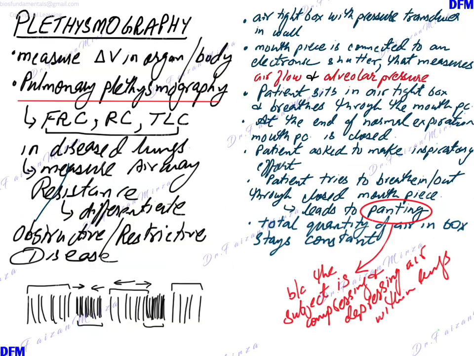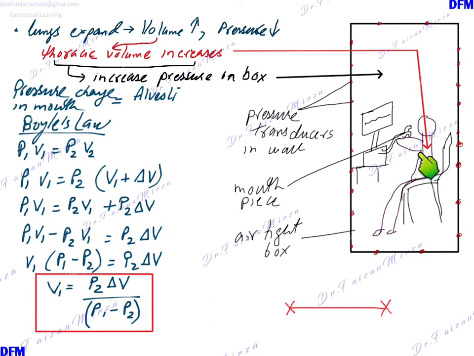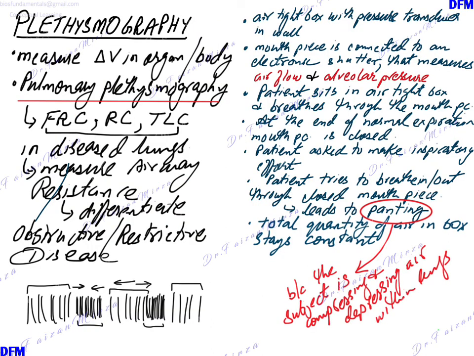And as already mentioned, plethysmography is just a technique which is used to measure change in volume in an organ or the body. And pulmonary plethysmography is using this whole technique to see how the changes occur in the lungs region. As I already discussed, the restrictive disease and the obstructive disease can be differentiated on the basis of the outcome of this plethysmography test.